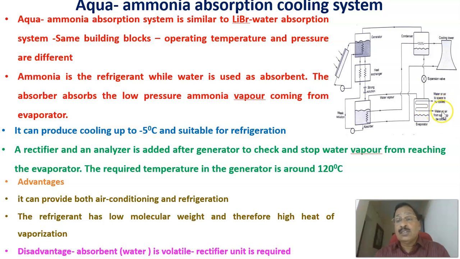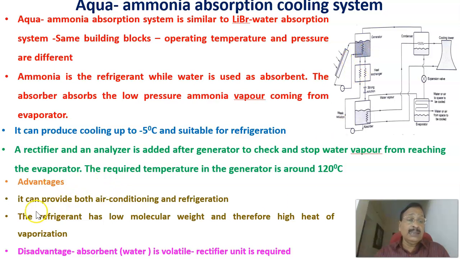Around this evaporator, the space is cooled to less than 0 degrees centigrade, up to -5 degrees centigrade. That is why it can be used for refrigeration purposes. Therefore, a rectifier and an analyzer are added after the generator to check and stop the water vapor from reaching the evaporator, and the required temperature in the generator is around 120 degrees centigrade.